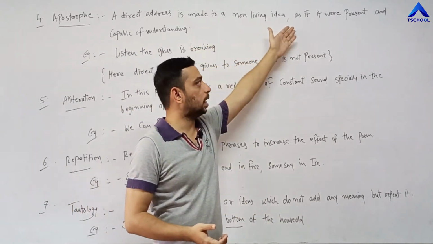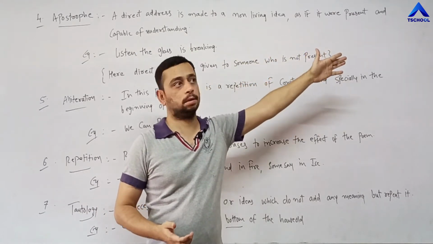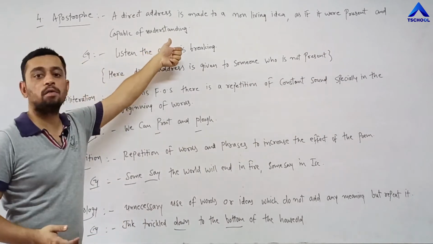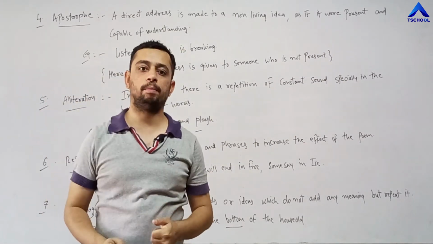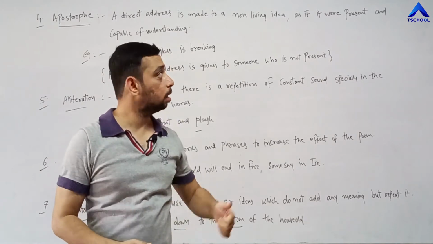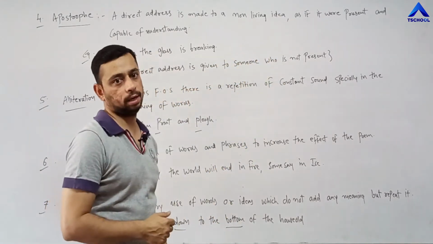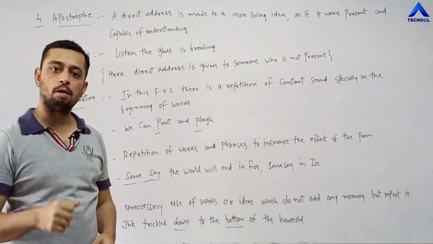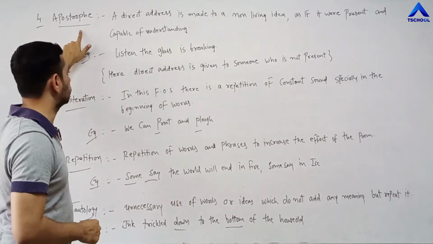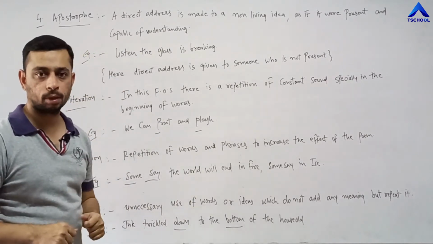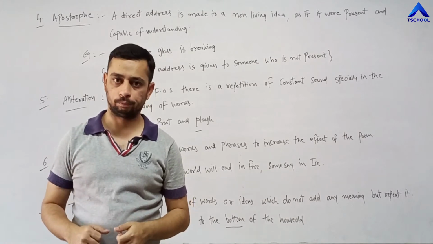A non-living idea is addressed as if it were present, and capable of understanding what the poet tries to say at that point of time. But still, it is a non-living idea. When you find such kind of lines in the poem, that particular figure of speech is called an apostrophe.